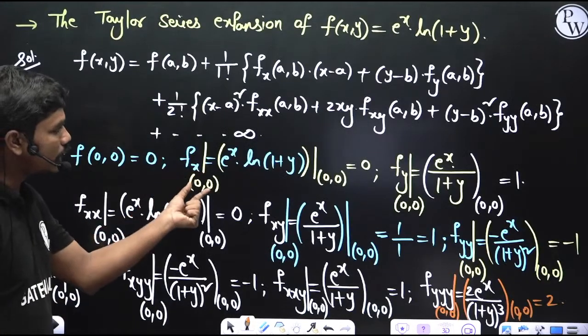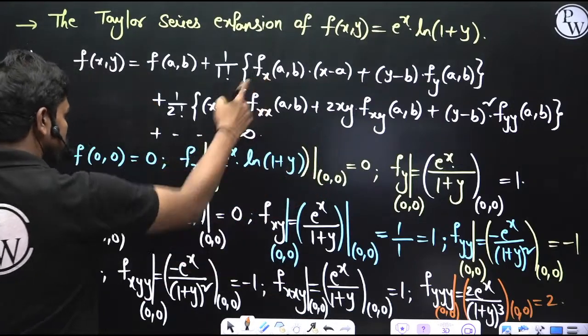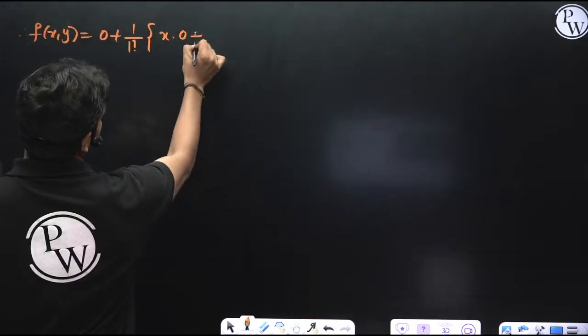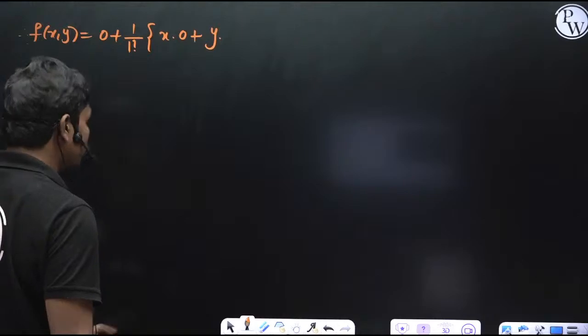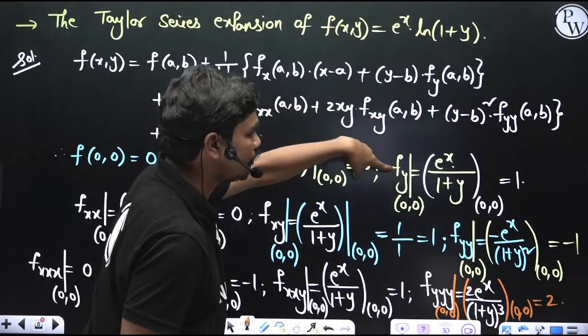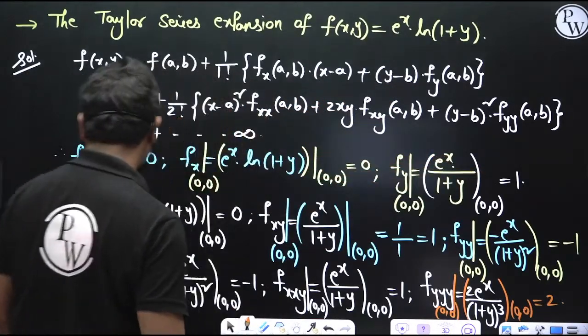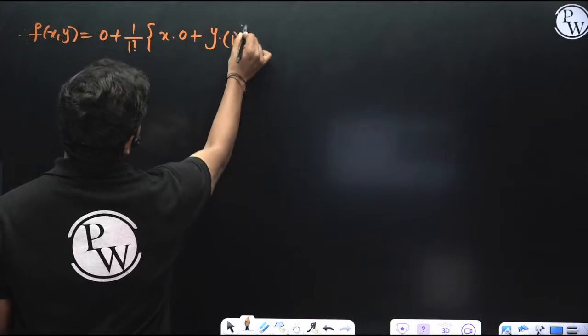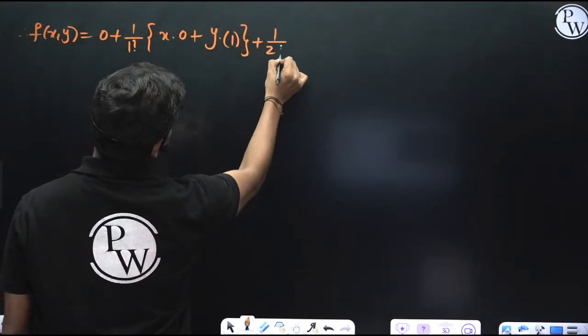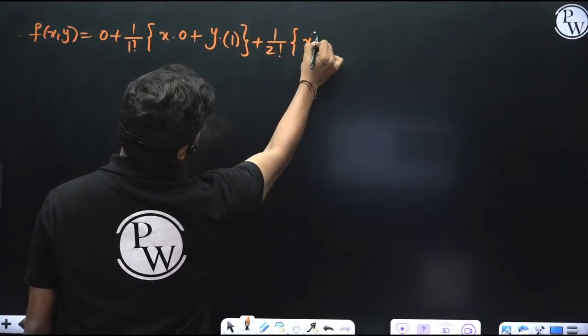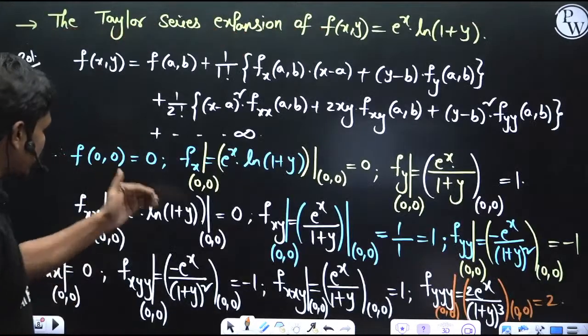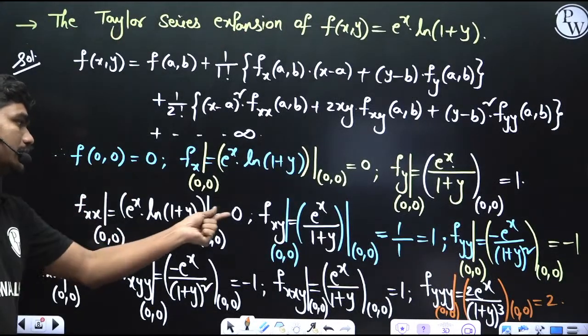So f_x at this point is 0, so this term is 0: x into 0 plus (y minus b) into f_y at (a, b). So f_y at (a, b) is 1 actually. Okay, so this is 1, so this is the first term. Plus 1 by 2 factorial into (x minus a) whole square, which is x square, into the second derivative of this function at origin, which is 0 of course.